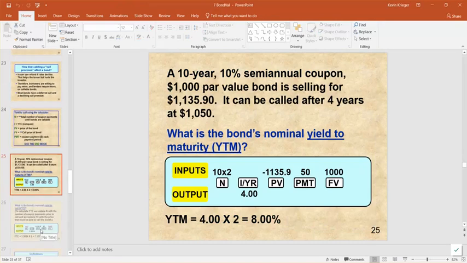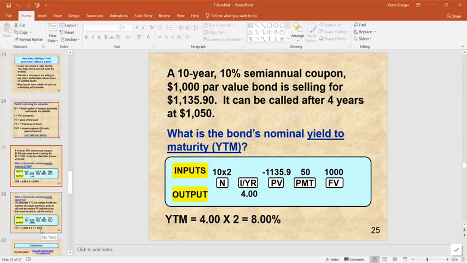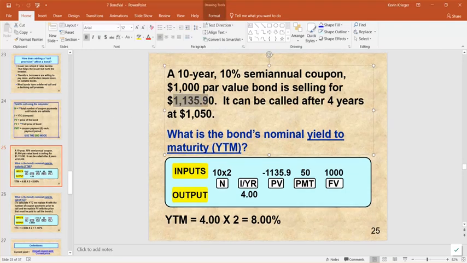So via example here, and we'll keep it semi-annual, so this makes it sort of tough. What if you have a 10-year, 10% semi-annual coupon bond, $1,000 par? Right now it's worth $1135.90. When I see this price, I notice right away this is a premium bond. It must mean my coupon rate is rather high compared to the yield. And it is: my coupons are 10%, and the yield is just 8%.